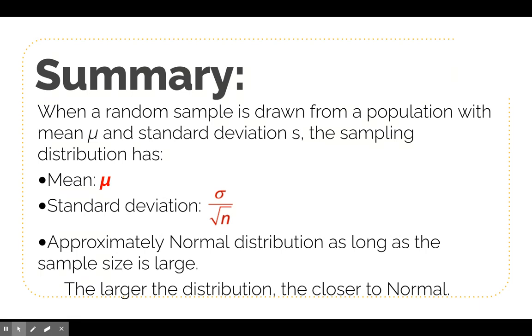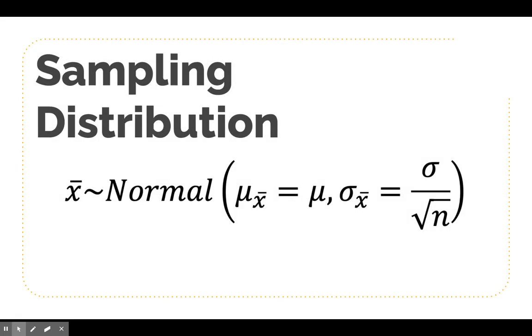Okay, so just to summarize, the main theorems behind what we're going to be doing. The mean, the notation is mu, the standard deviation is sigma divided by the square root of n. And the shape is approximately normal as long as the sample size is large. And the larger the sample size, the closer it is to normal. So again, just notation-wise, the distribution of x bar will be approximately normal, where the center is the mean, and the standard deviation is the population standard deviation divided by the square root of your sample size.